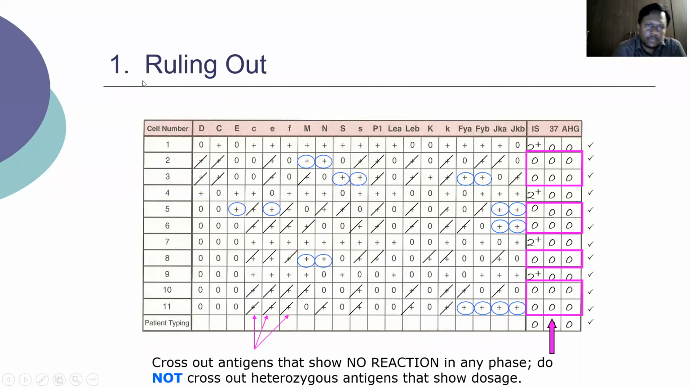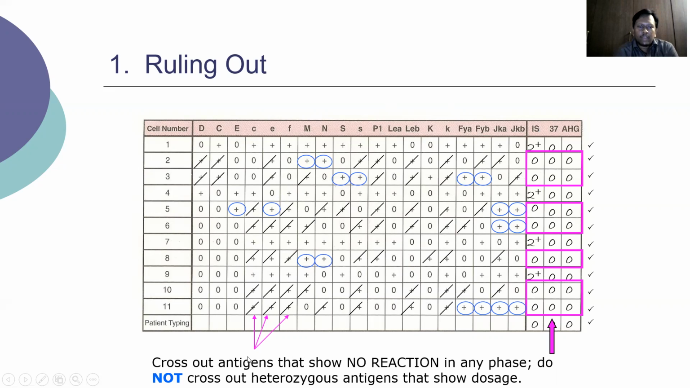So coming to the first step, that is ruling out. As you know, in the antigram, all the antigens which are expressed are given as positive and which are not expressed are given as 0. So we do the testing for the 11-cell panel and we get various reactions. In this particular case, you can see the reaction in cell number 1, cell number 4, cell number 7, and cell number 9. The remaining are all clear-cut negative: 2, 3, 5, 6, 8, 10 and 11.